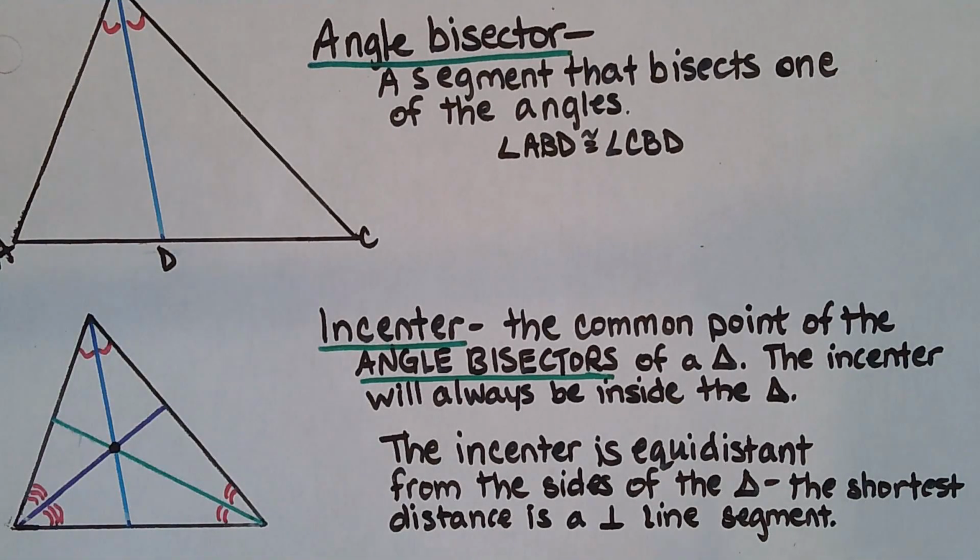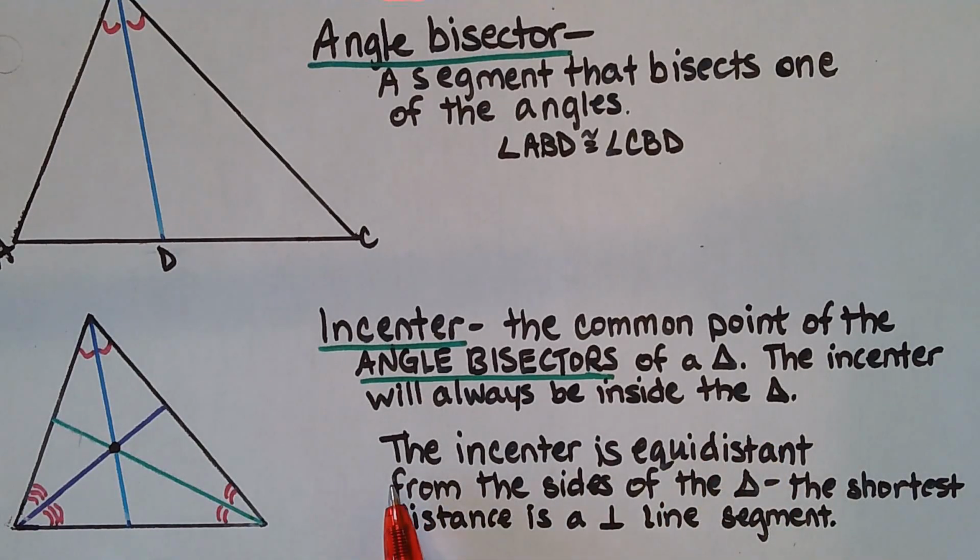If we were to construct or measure all of those angle bisectors, draw those in, we would find that they meet somewhere inside of the triangle. This is the incenter. You're going to need to be able to match up incenter and angle bisectors. You'll need to remember that those two go together. The incenter will always be inside of the triangle, the point of concurrency, always inside.